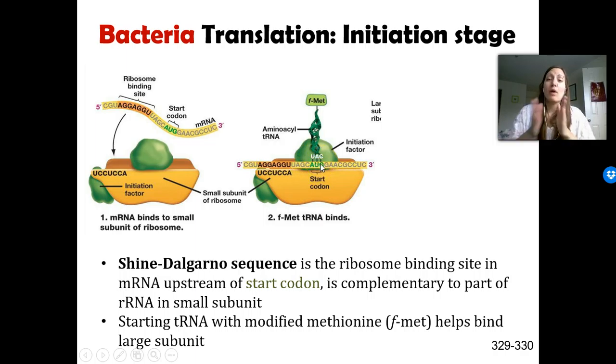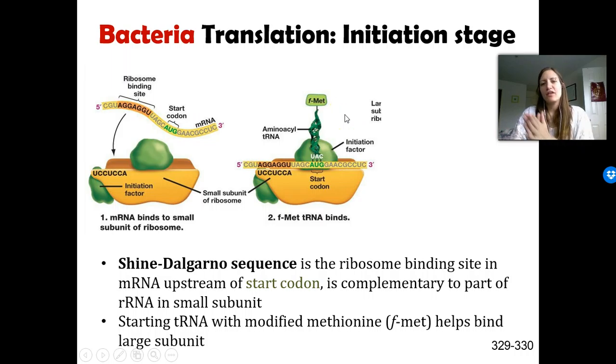Remember, this was really the only one that I asked you guys to memorize of the different codons. AUG is our start codon, and it's always going to code for methionine. And that's what we see coming in, a methionine. However, in bacteria, it's not a typical methionine. It's been modified a little bit. And we call this modified methionine F-met, or formylmethionine.